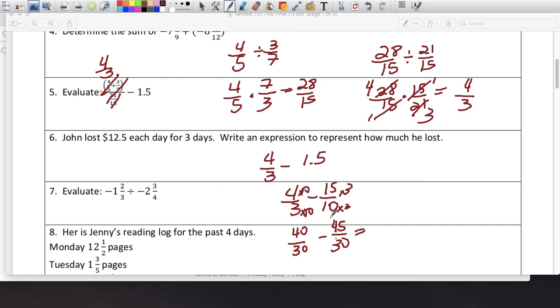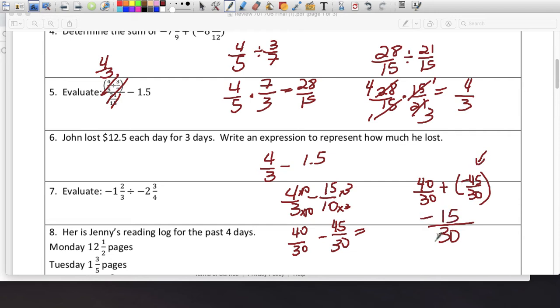So again, if you want to change this to an addition problem, you get 40 over 30 plus negative 45 over 30. The denominators are the same, so I don't have to worry about that. So now let's focus on the top. It's positive 40 and negative 45. Who's going to win? These guys are going to win. So it's going to be a negative answer.